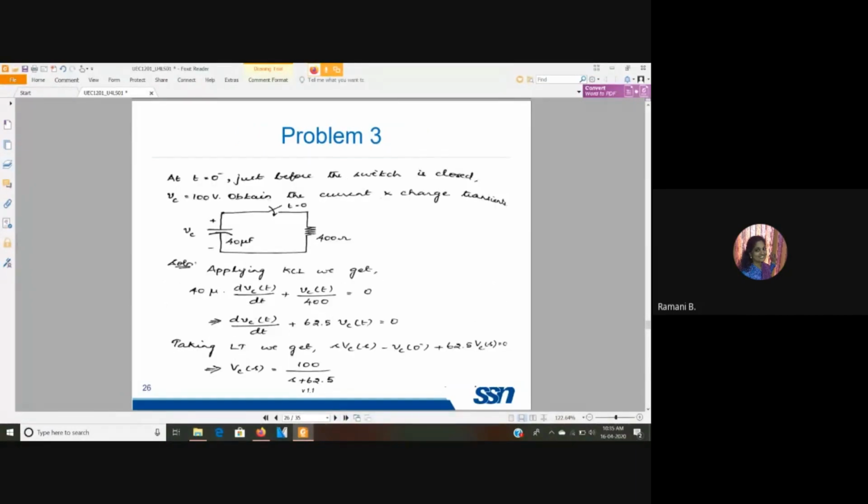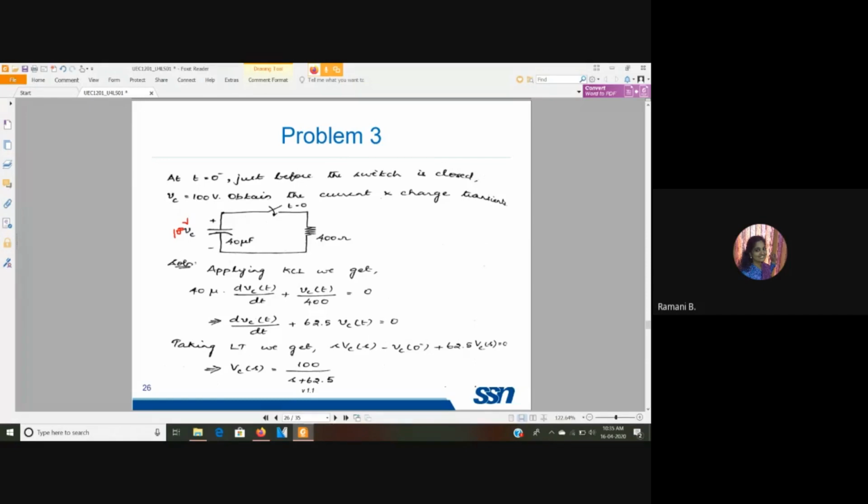So here with the third problem, you are given at t is equal to 0 minus, just before the switch is closed, VC equal to 100 volt. That is, initial charge in the capacitor is given as 100 volts. So just before closing of the switch, you are said that the VC value to be 100. Now you are to obtain the charge and current transients.